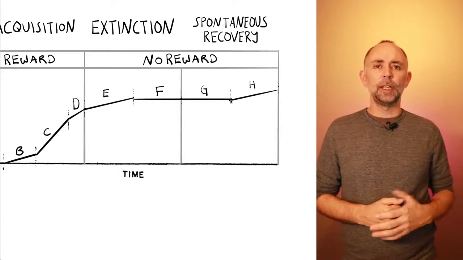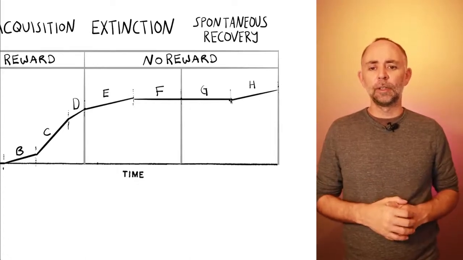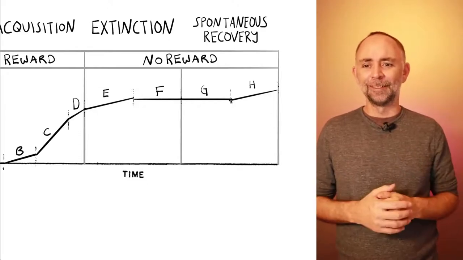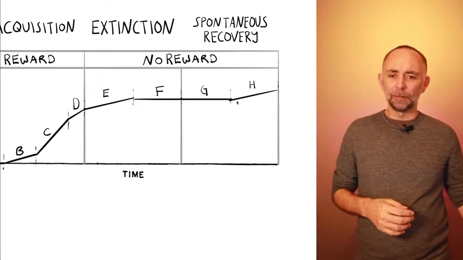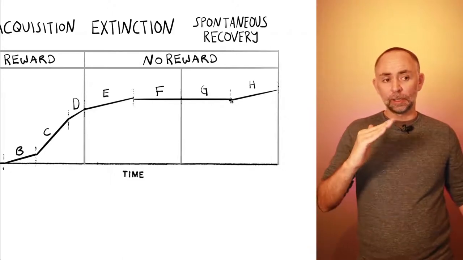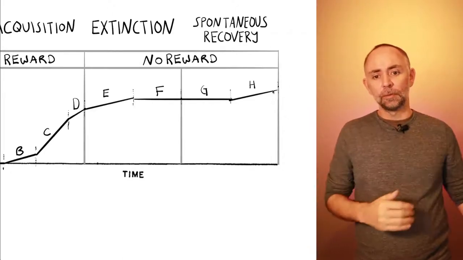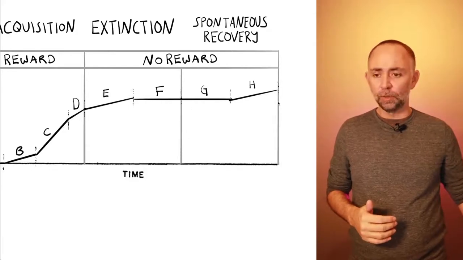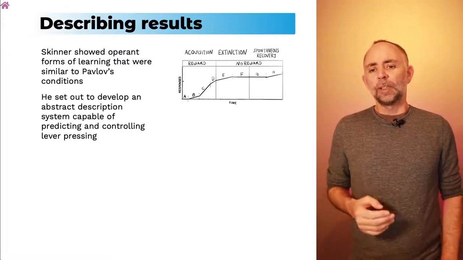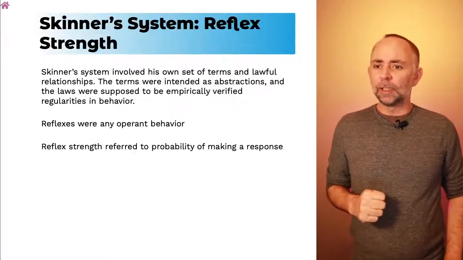Now you wait a couple days, you put them back in the cage, they just start pressing the lever again, you know. That's spontaneous recovery. And you could describe it using this graph, because that would show some increase in the slope here on this cumulative response graph. In many ways, Skinner wasn't particularly interested in lever pressing.